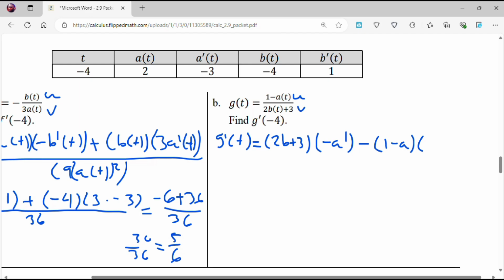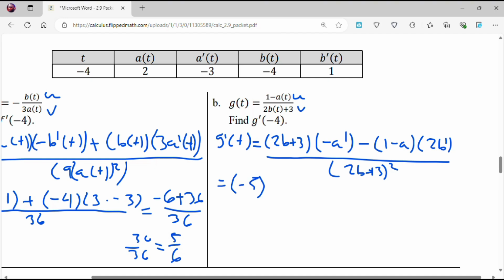So 2b prime over 2b plus 3 squared. Okay, plug in. b is equal to negative 4, so 2 times negative 4, negative 8, plus 3, negative 5, right? And then times negative a prime, so a prime is negative 3, negative negative 3 is 3, minus 1 minus a is 2, so 1 minus 2 is negative 1.